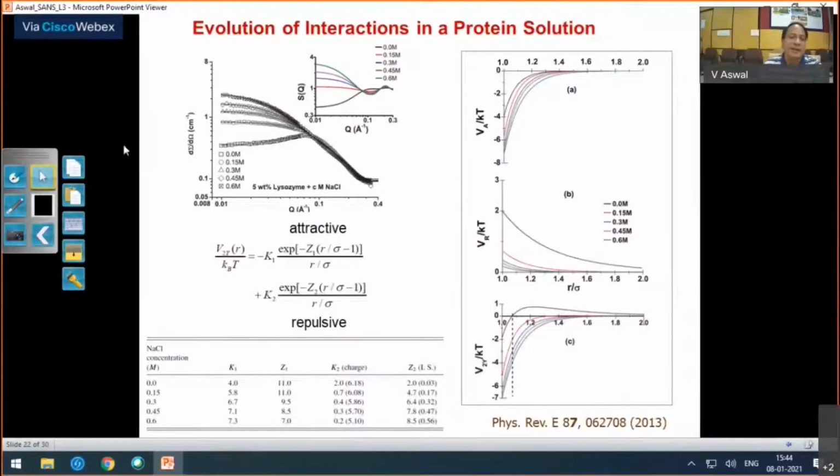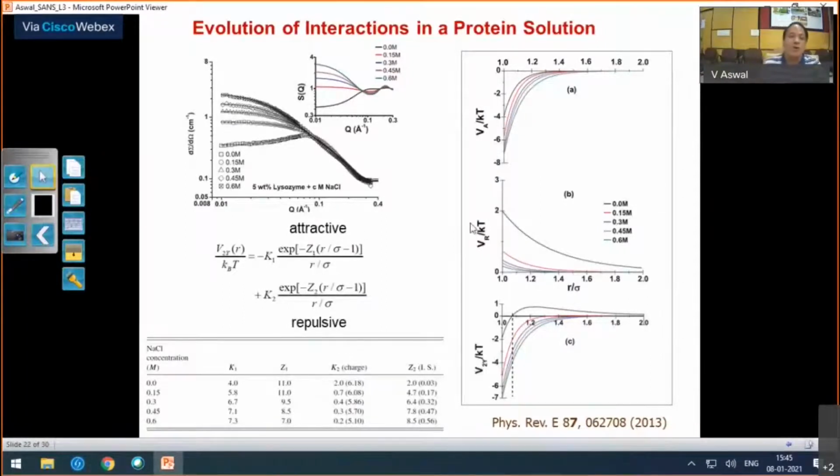And then, as I was saying, you can look at the measured data and the features there. For example, in this case, at low salt concentration, you have a correlation peak. And then as you increase the salt, you have a build-up of scattering intensity in the low Q region. Once you have a build-up, the first thing is your repulsive interaction is modifying, because at low Q value it is low. And then it could be your interaction modifying.